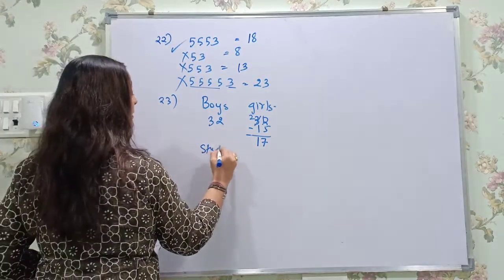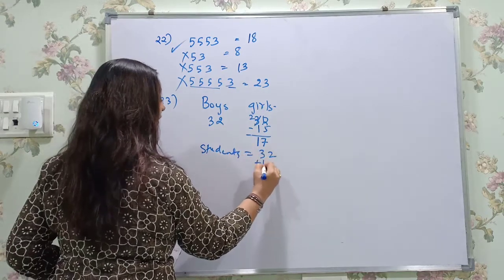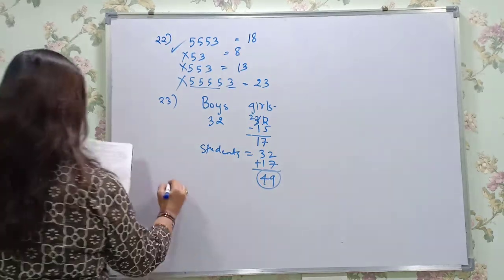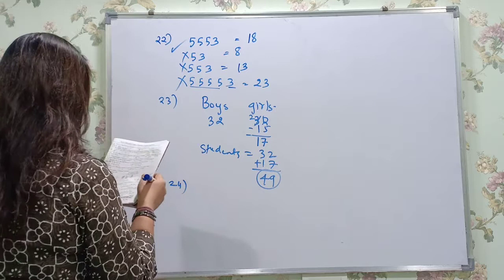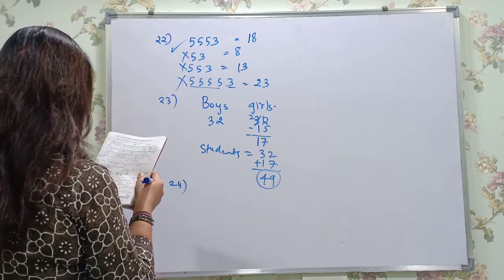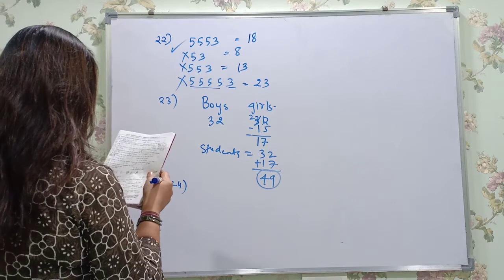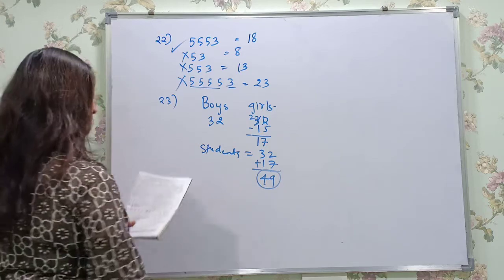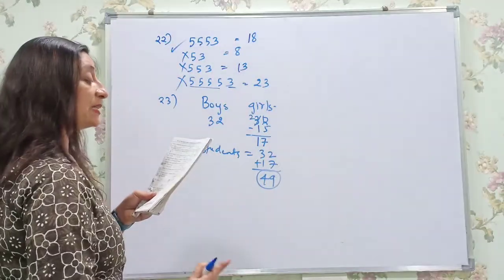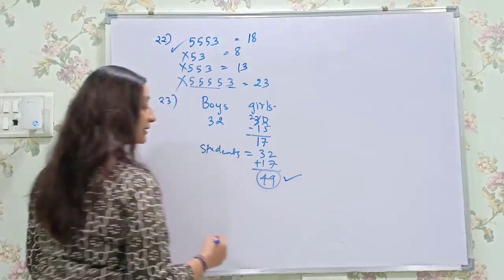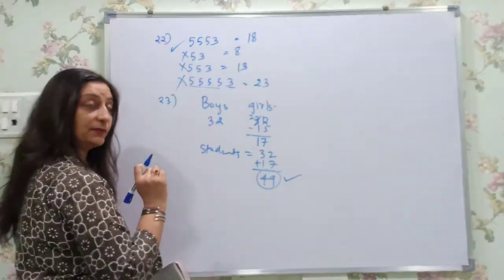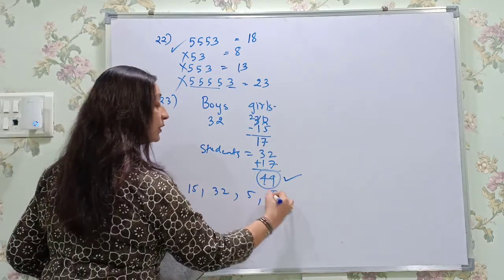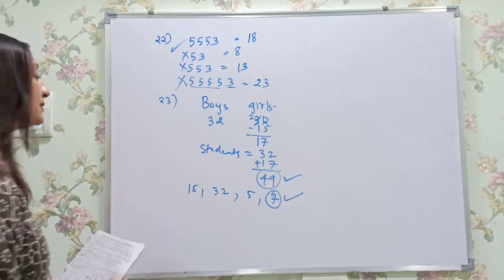Now, what are the total students? 32 plus 17, that will become 49. So there are a total of 49 students in the class. Sum number 24. Now this is not the only answer. They ask: the strength of the class is divisible by what? The strength of the class means the total number of boys and girls, right? Now this is divisible by what? 15, 32, 5 or 7. Yes, we know that it is divisible by 7. So our answer is 7.